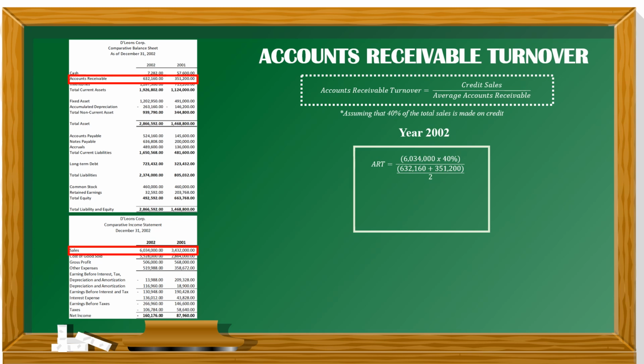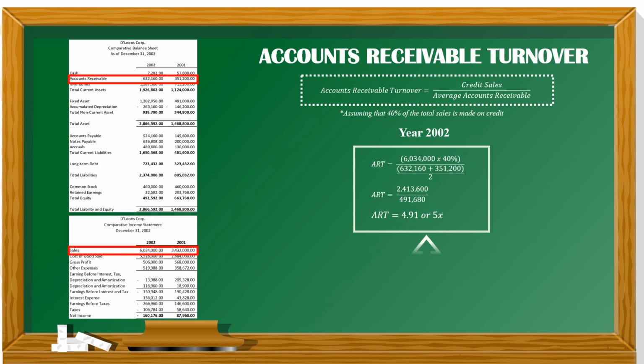So here the ending balance for 2002 is 632,160 plus the beginning balance for 2002, that is the ending balance of 2001, so that is 351,200, divided by 2. Okay, so we got the credit sales and the average accounts receivable, that is 2,413,600 divided by 491,680. So we got here the accounts receivable turnover of 4.91 or 5 times.